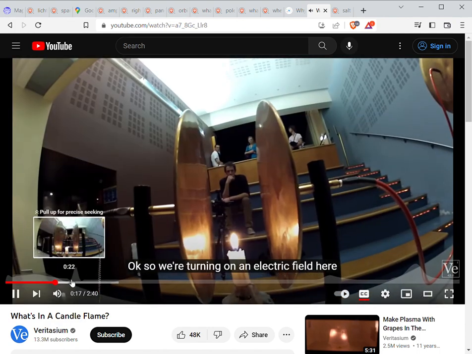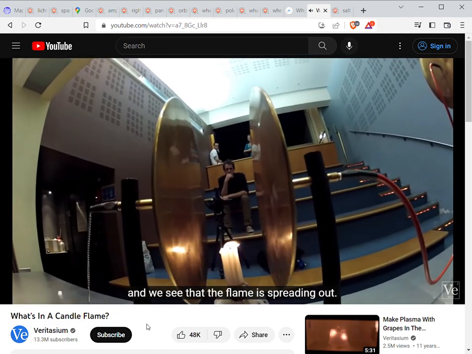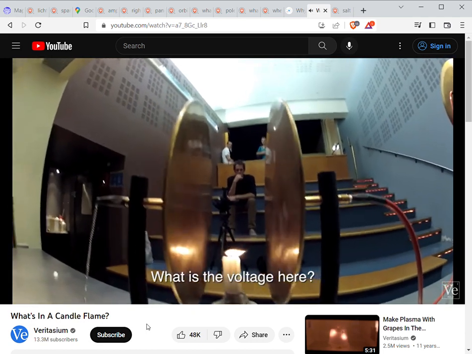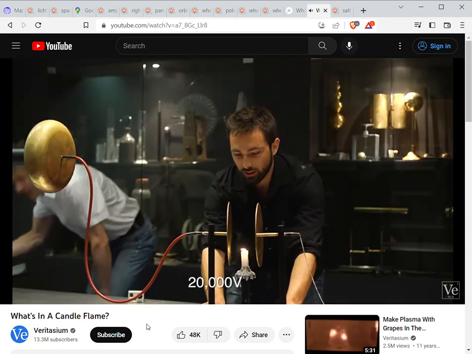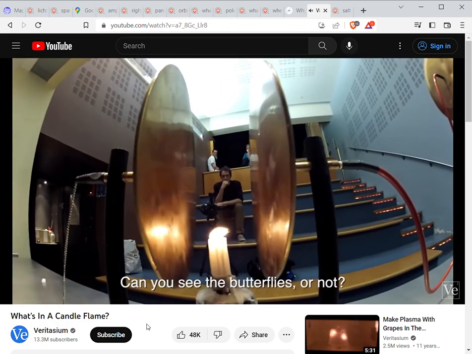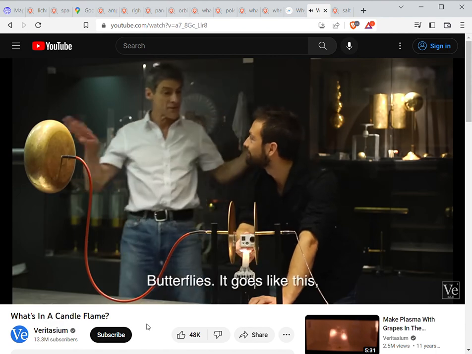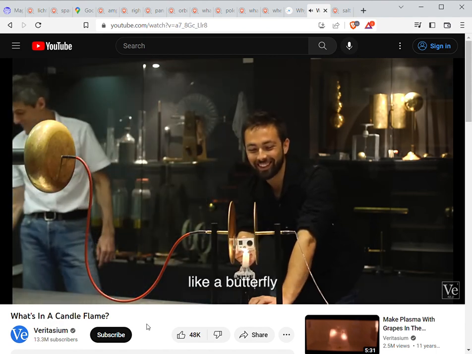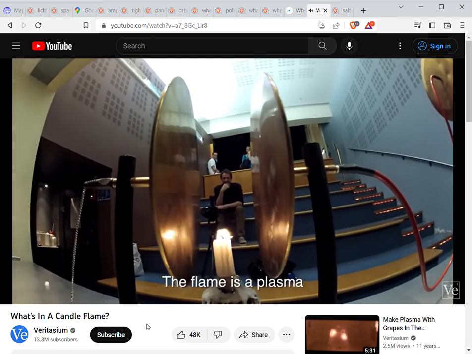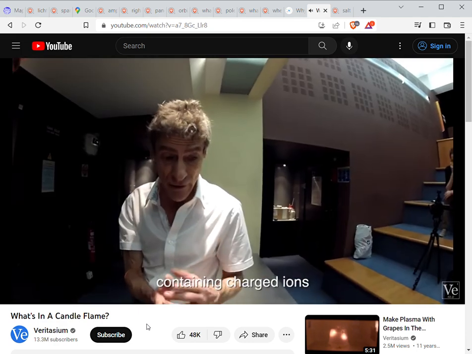Okay, so we're turning on an electric field here. You can see that the flame is spreading out. Quel est le voltage ici? Il doit être à peu près 20 000. 20 000. On voit bien que papillon ou non? Oui. Papillon? The electricity is already reacting on the fire. Fire is a very cute plasma. It's like a butterfly, which makes it electric. Alors la flamme, c'est un plasma. C'est un milieu totalement ionisé.